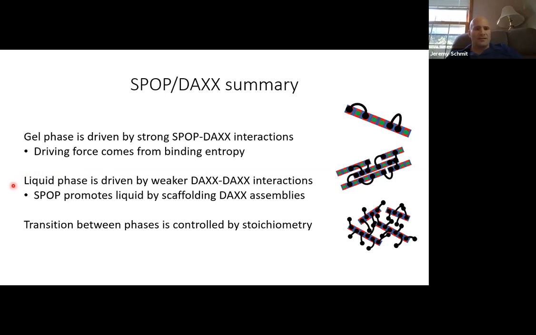Then we have this entirely separate liquid phase here that's driven by these weaker DAX-DAX interactions. That's down here, these DAX-DAX interactions. And in this case, SPOP is helping to assist this assembly by collecting a large number of DAX molecules together and in fact amplifying the effect of these weaker interactions. And so we can transition between these two phases. This is reversible. Both of these two phases are quasi-equilibrium, and so we can revert back and forth between them by altering the stoichiometry of the system. So this is your SPOP enriched region, and this is your DAX enriched region.